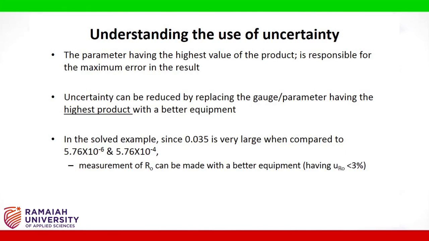Uncertainty can be reduced by replacing the gauge for the parameter having the highest product with better equipment. In the solved example, since 0.035 is very large when compared to 5.76 into 10 to the power minus 6 and 5.76 into 10 to the power minus 4, measurement of R naught can be made with better equipment. That is, a measuring instrument having an uncertainty value of less than 3% is to be used in the measurement of R naught.